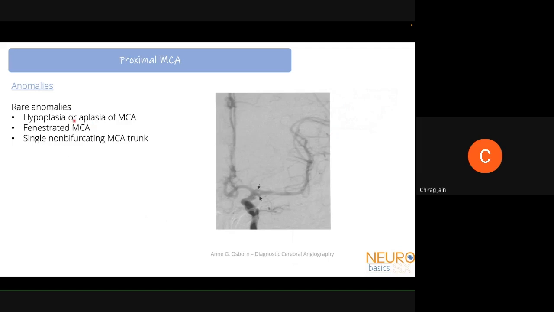Some other rare anomalies which can happen are a hypoplastic MCA that is very rare. Your MCA can penetrate and then join back together. Or you can have a single MCA trunk which does not divide into a superior and inferior trunk.